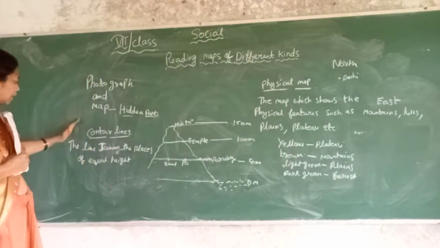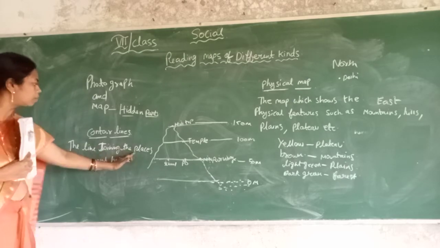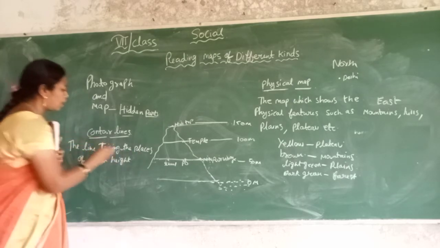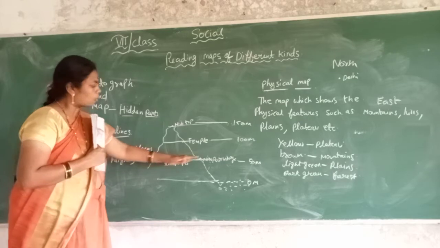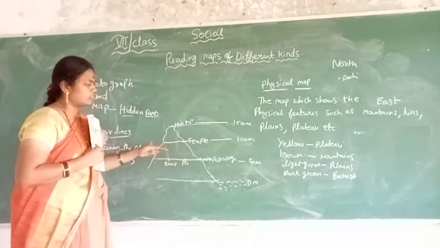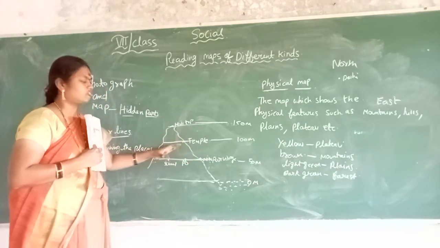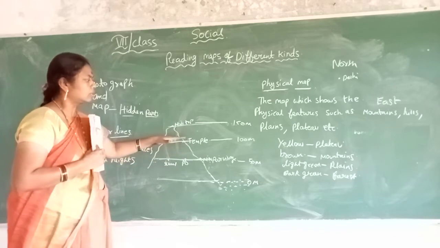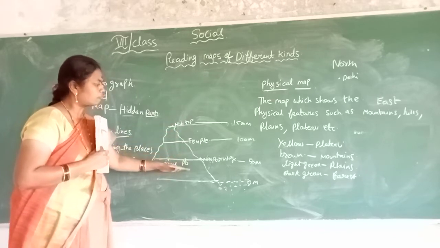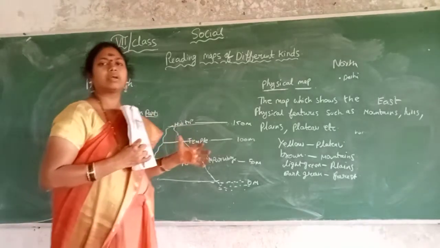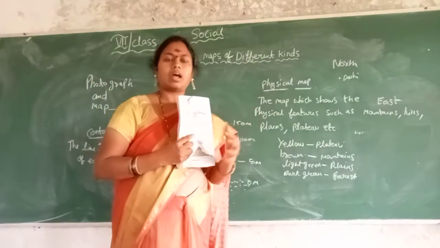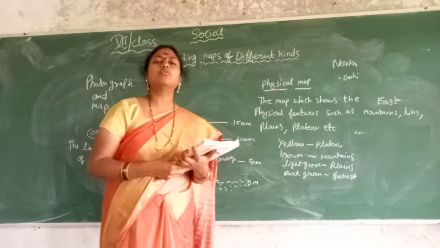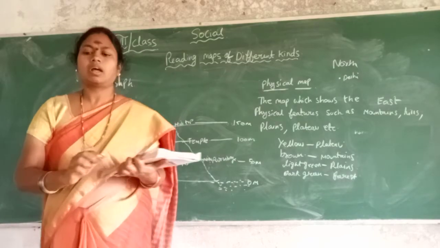So the next one, I have already told you about the contour lines. The contour lines are nothing but the line joining the places of equal heights. So ఒక లైన్ లో ఉన్న ప్లేసెస్ ని జాయిన్ చేసినప్పుడు దాన్ని మనం కాంటూర్ లైన్ అని అంటాం. So with the help of these contour lines you can easily prepare the map showing the heights.